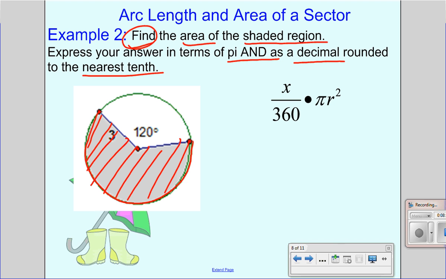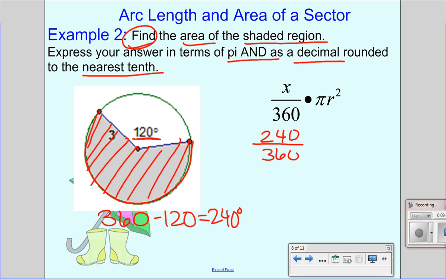So in order to get that, I'm going to have to subtract my 120 from the 360 degrees. And when I do that, I get my value for my other angle to be 240 degrees. So that's the arc measure that I'm going to use. I'm going to plug that in for my x. I have 240 divided by 360 times pi times 3 squared.